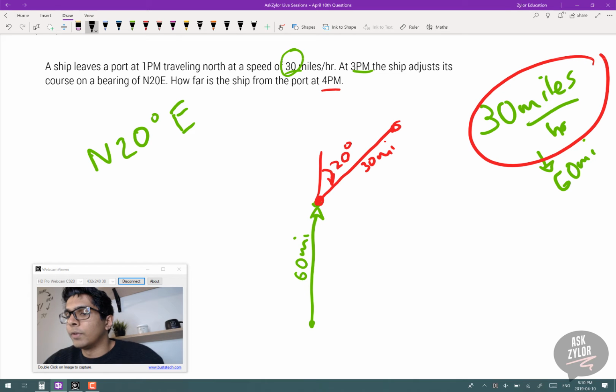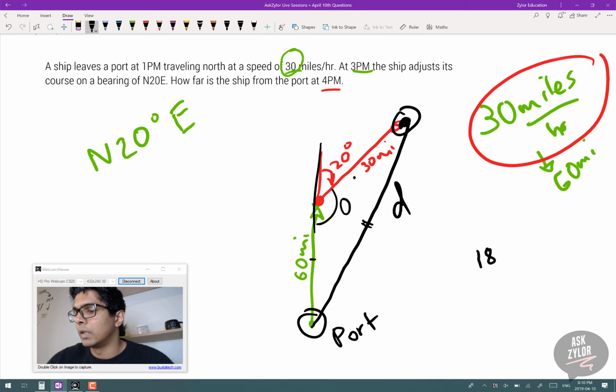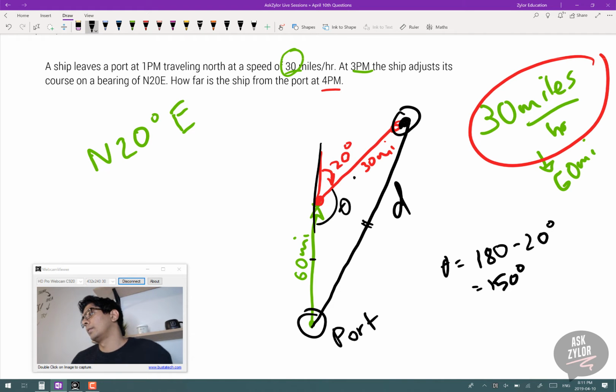They're asking me how far is the ship from the port at 4 p.m. So this is where they started off. So let's say this is the port. They're asking me to find this distance. So I know one side, I know the other side, I'm trying to find the third side. And I can find this angle because I know this is a straight line. So I can find this theta by simply doing 180 minus 20, which is 150. Sorry, that's 160.